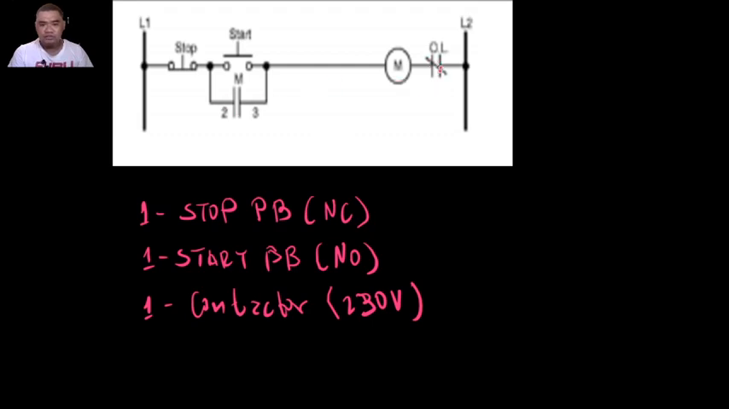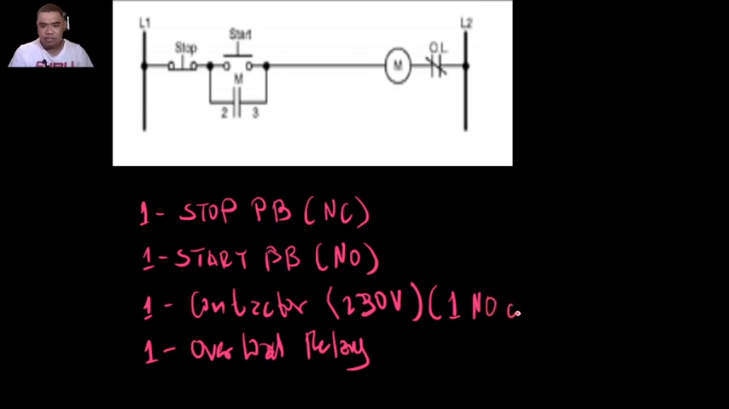Next we will have the overload relay, so we need to have one overload relay. We now have here one overload relay, so we are done with this rung. Now we go to the next rung, which is the latching. So we have M. This M contact is a part of this contactor, so we could say that our contactor must have one normally open contact. That will now be the list of devices that we are going to use if we are going to wire this control circuit.